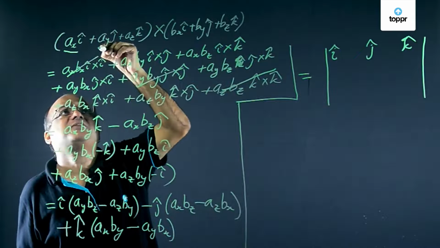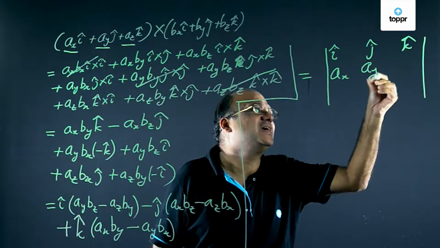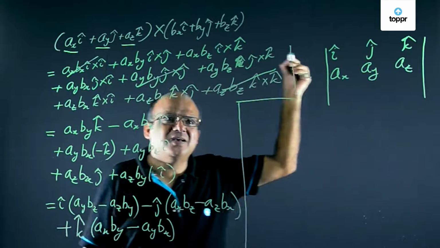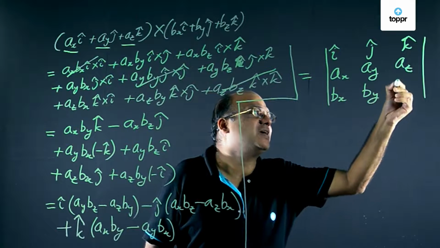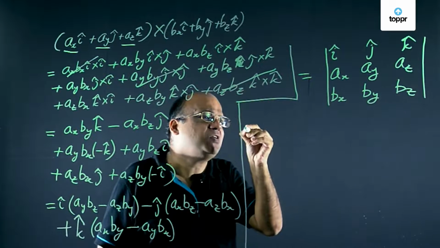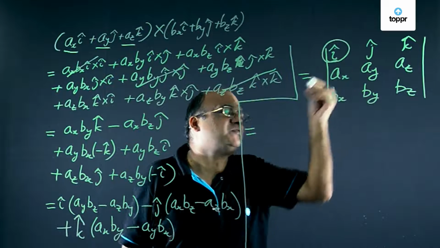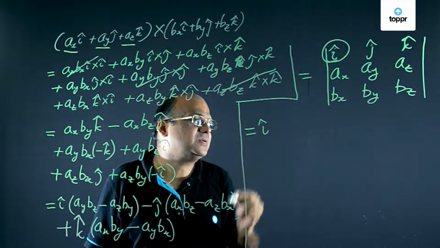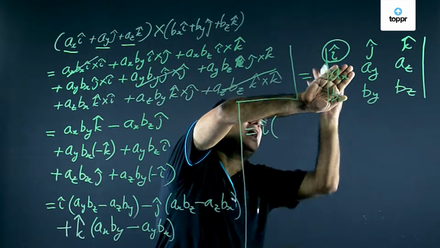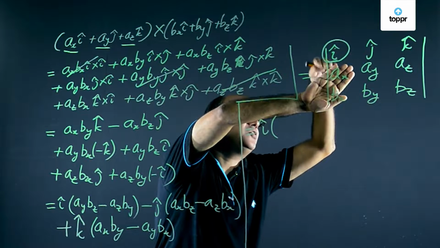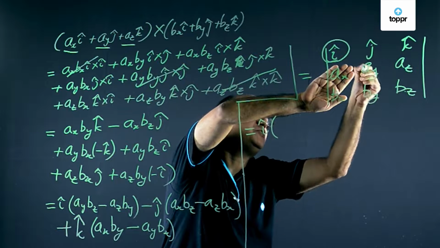The components of the first vector will be in the second row: ax, ay, az. The components of the second vector will be in the third row: bx, by, bz. Now how to evaluate this determinant? First write the first element. So i cap is the first element. We write i cap. Then put a bracket. Forget everything in the row of i and the column of i. Don't look at these things. Multiply this and this, always first like this.